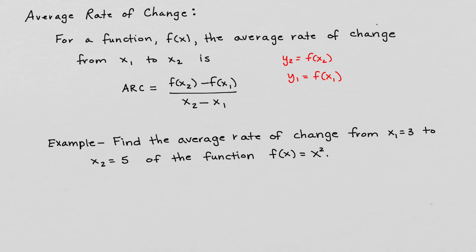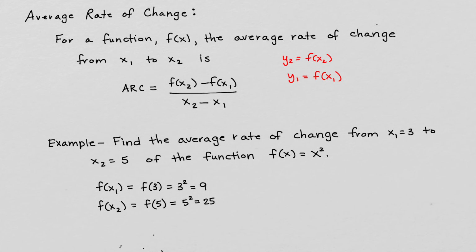Okay, so we're going to find the average rate of change from x1 equals 3 to x2 equals 5 of the function f of x equals x squared. So first thing I'm going to do is find f of x1, and that is f of 3, so that's 3 squared, which is 9. Then I'm going to find f of x2, and that's f of 5, so that's 5 squared, which is 25.